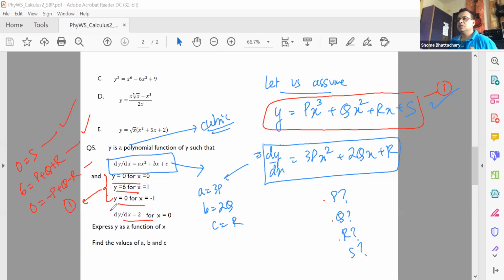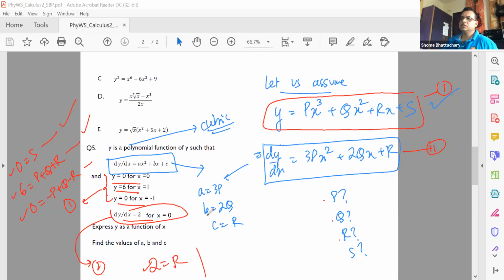And finally, this one I should substitute where? I should substitute in the second equation. So I'll substitute this condition in the second equation. So that is going to give me that dy by dx is 2 when x is equal to how much? 0. So the right hand side is r. So now that's it. Now you can see that these 4 things, if I solve this one, this one, this one, and this one, I'll get each of the terms p, q, r, s, and from that I'll get each of the terms a, b, and c.